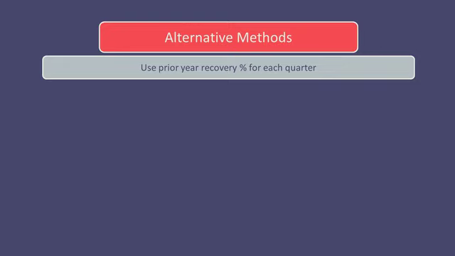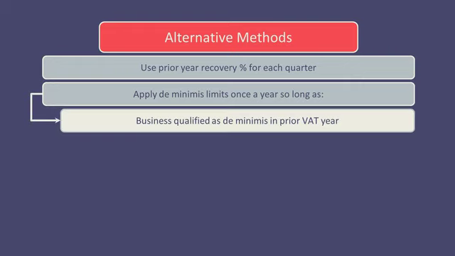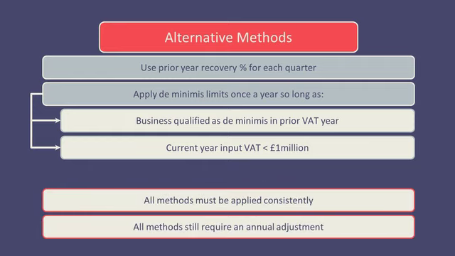Another option for certain businesses is to only have to apply the de minimis test once a year rather than quarterly. This can be done if the business qualified as de minimis in the previous VAT year, and the input VAT for the current year is not expected to be above £1 million. If this approach is chosen, it must be applied consistently throughout the VAT year. An annual adjustment calculation still needs to be performed at the end of the year to see if there has been any over or under recovery.